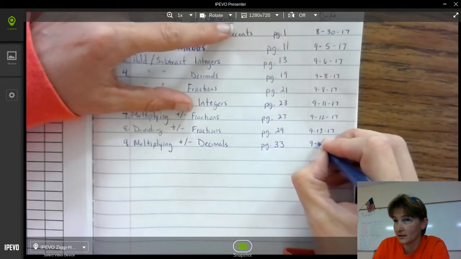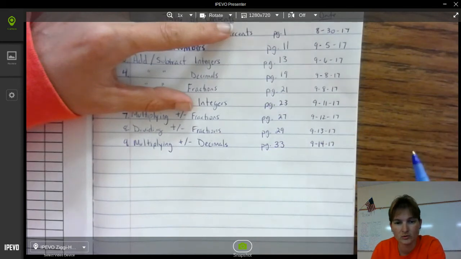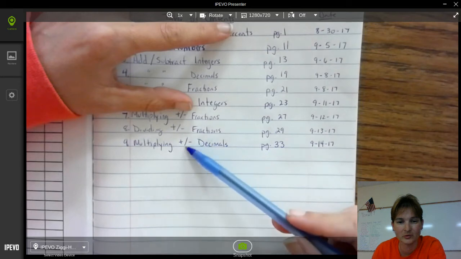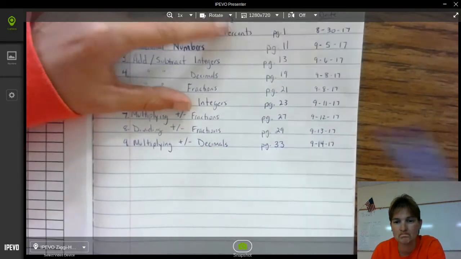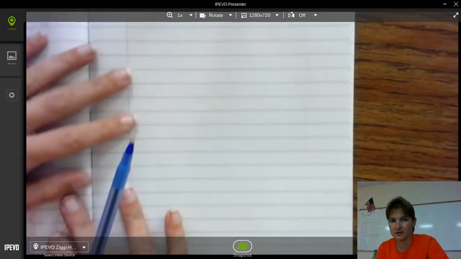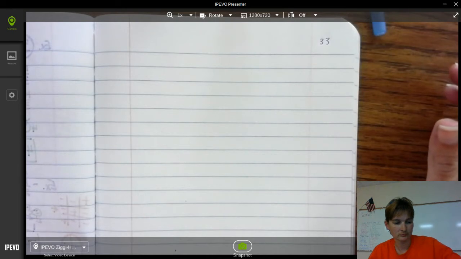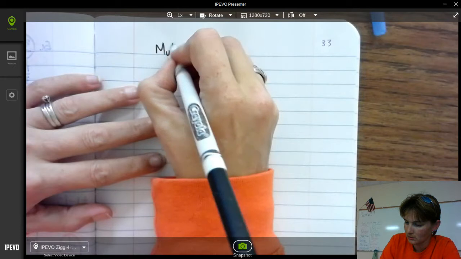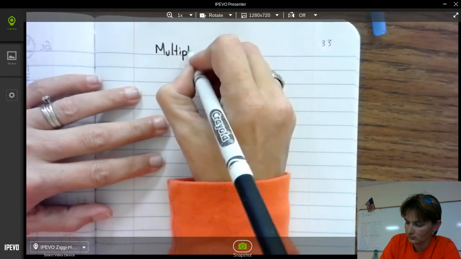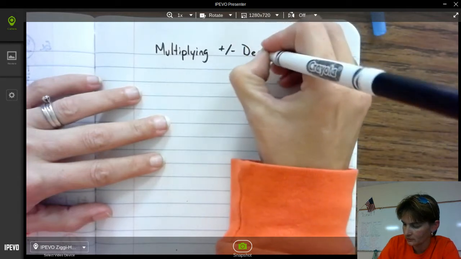And today's date is 9/14/17. Multiplying decimals. And then we're going to move to when they're positive and negative. We'll start on page 33. All right, when you get that written down, please turn to page 33 in your journal. And title, Multiplying Decimals.